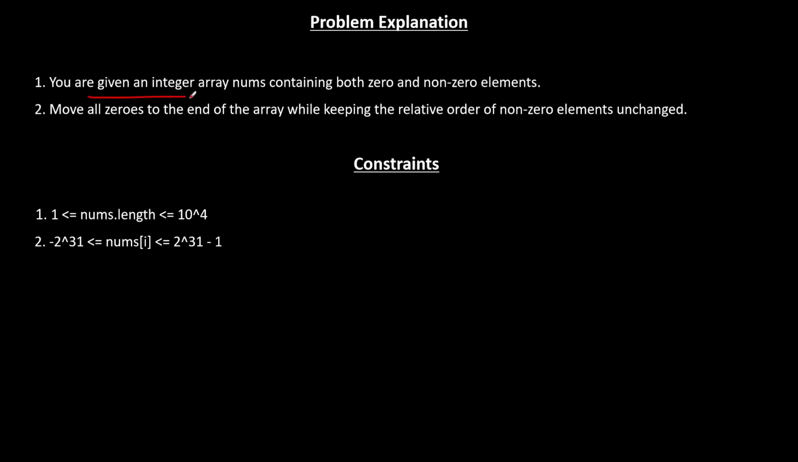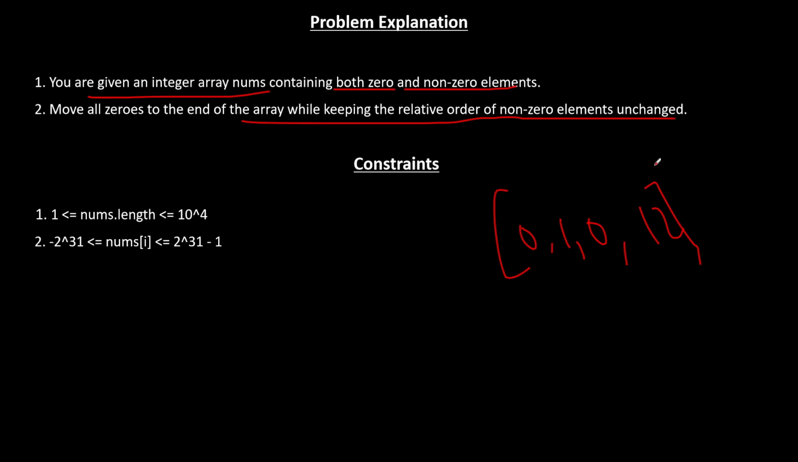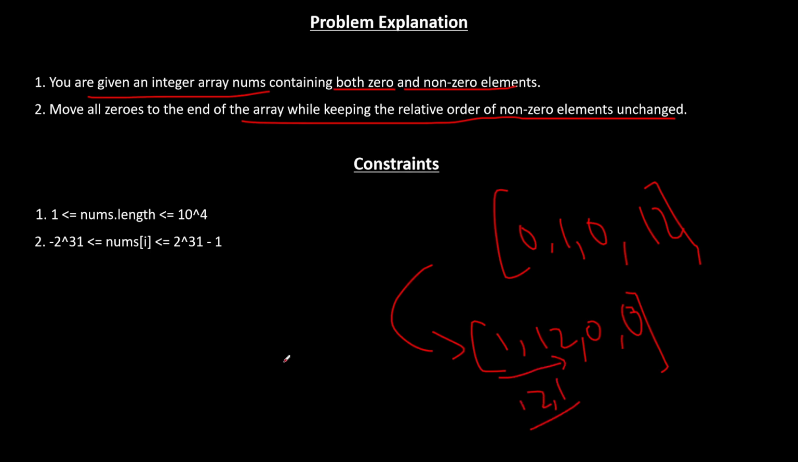So you have been given an integer array nums containing both 0 and non-zero elements. Okay, it may contain 0 and non-zero elements, and move all zeros to the end of the array while keeping the relative order of the non-zeros unchanged. So we have to return an output without changing the relative order of the non-zero elements. Like 1 comes before 2, so it will be 1 and 2 rather than 2 comma 1. Okay. So this is all the question is asking us.